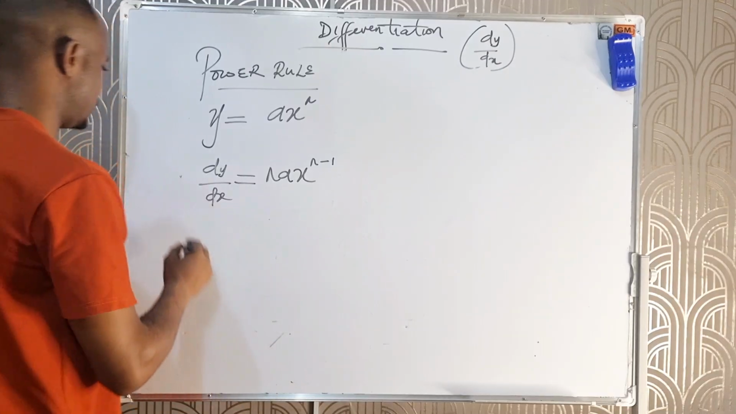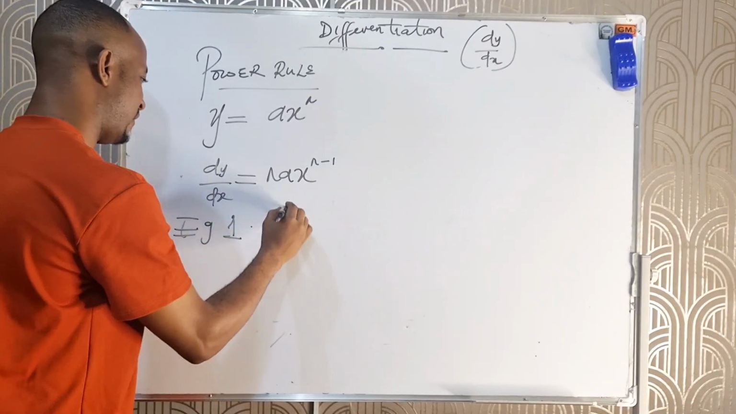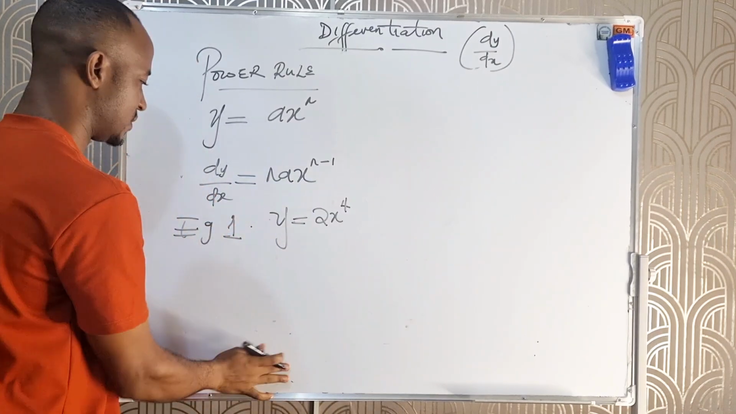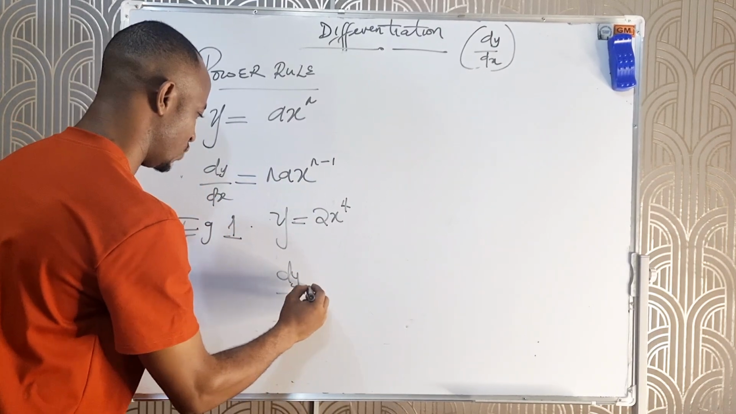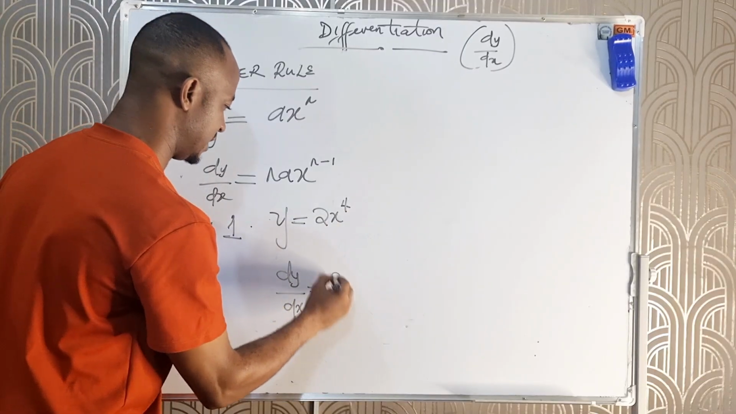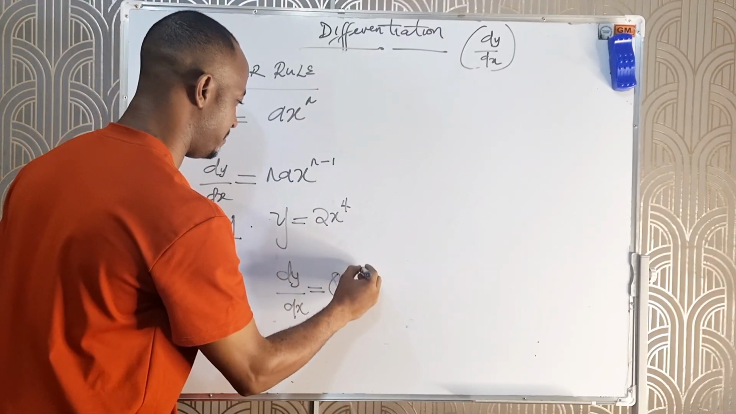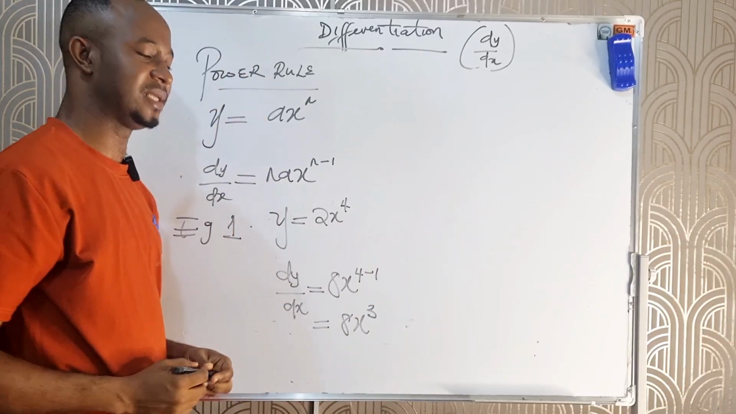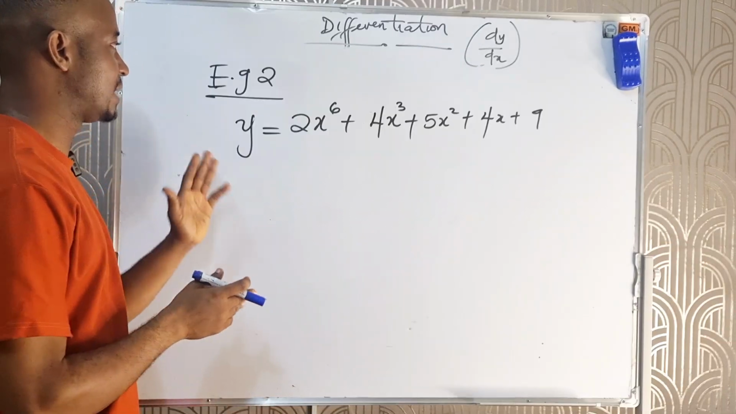A good example is example 1. If we have y equals 2x to the power of 4, the rate of change dy/dx will be 4 times 2, which is 8, x to the power of 4 minus 1, which equals 8x cubed. Now let's see another example. Let's look at example 2.